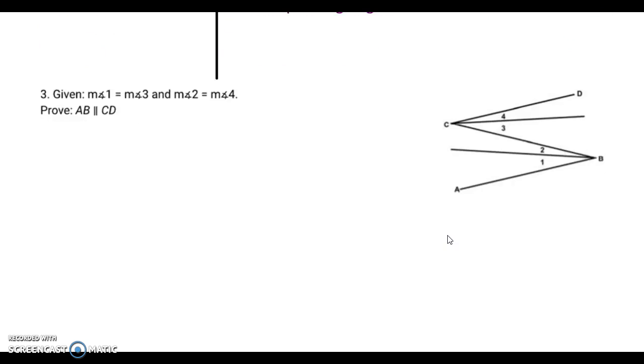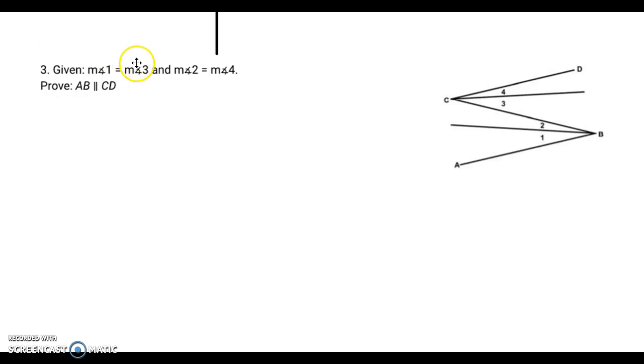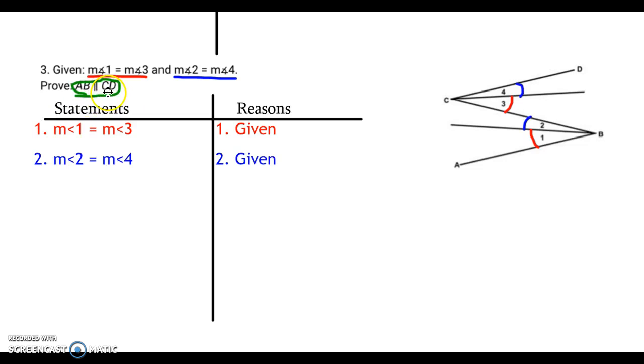Take a look at the next proof. It gives us that angle 1 is equal to angle 3, and angle 2 is equal to angle 4, and asks us to prove parallelism. Pause the video. Alright, we identified that AB and CD are possibly parallel. We identified that these are the givens, and we labeled it on the diagram, and we wrote out the givens.